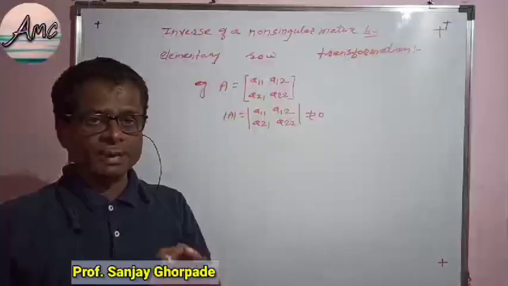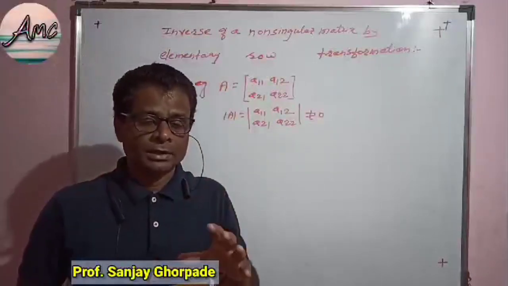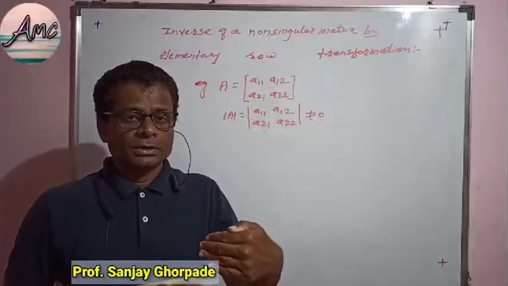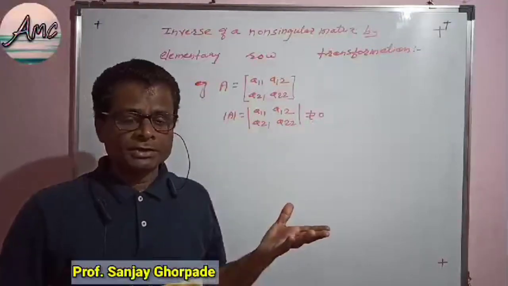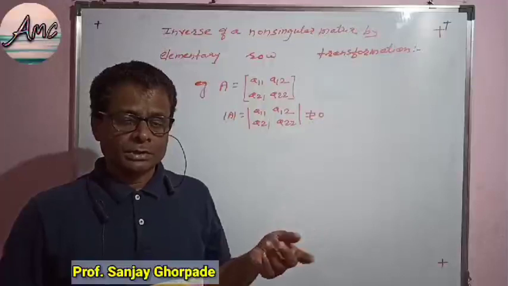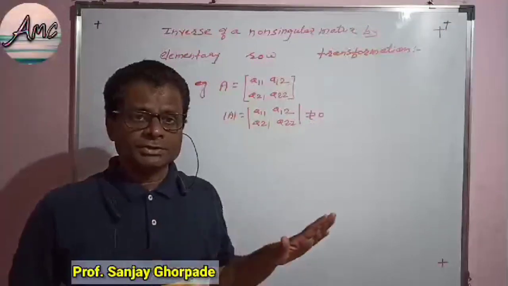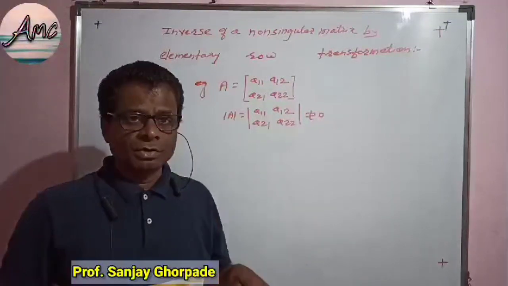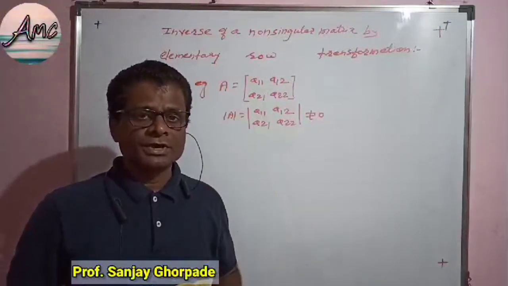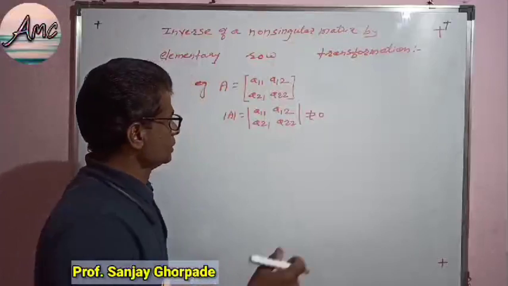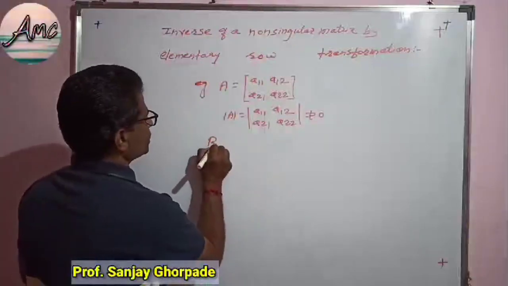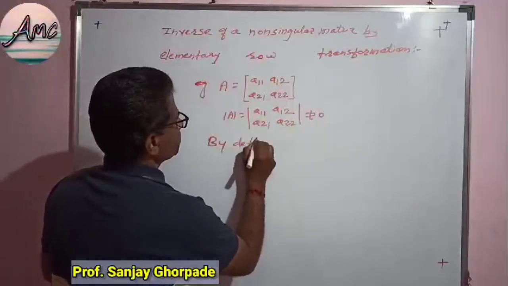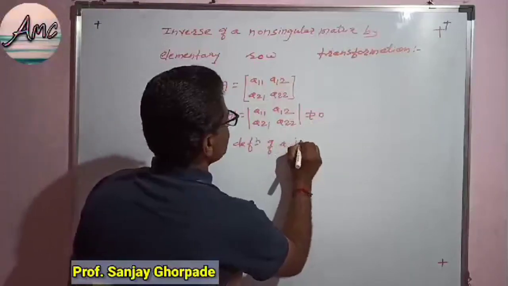To find the inverse of a matrix, first you should know whether the given matrix is a singular matrix or a non-singular matrix. If it is a singular matrix, then its inverse is not possible. If it is a non-singular matrix, then and only then we can obtain its inverse. Say, by definition of an inverse.